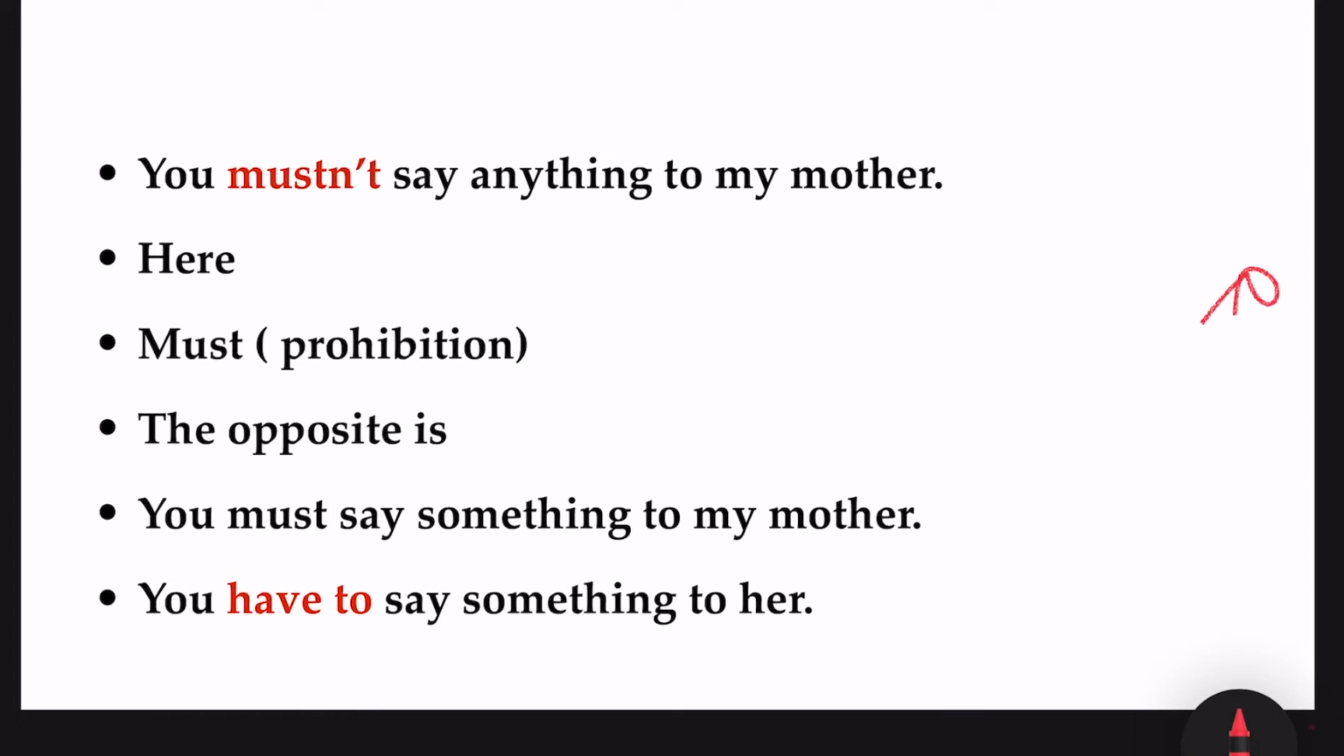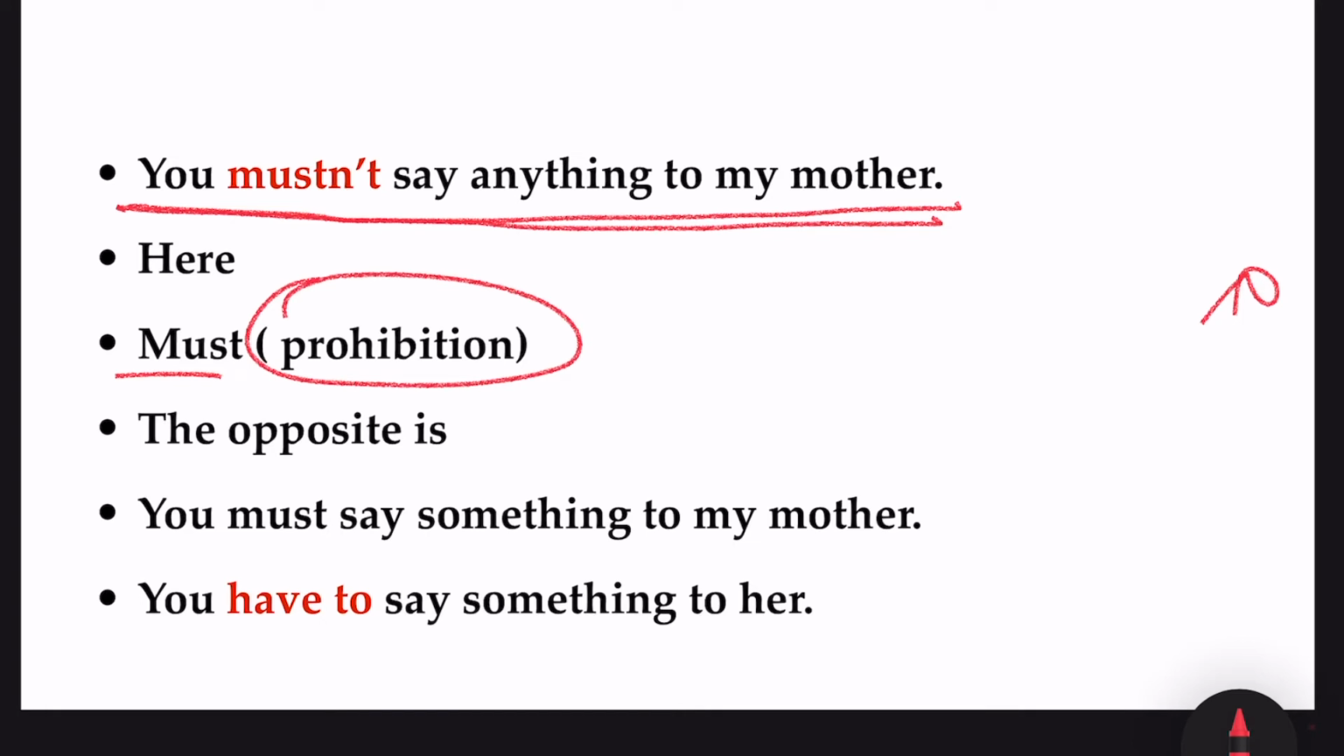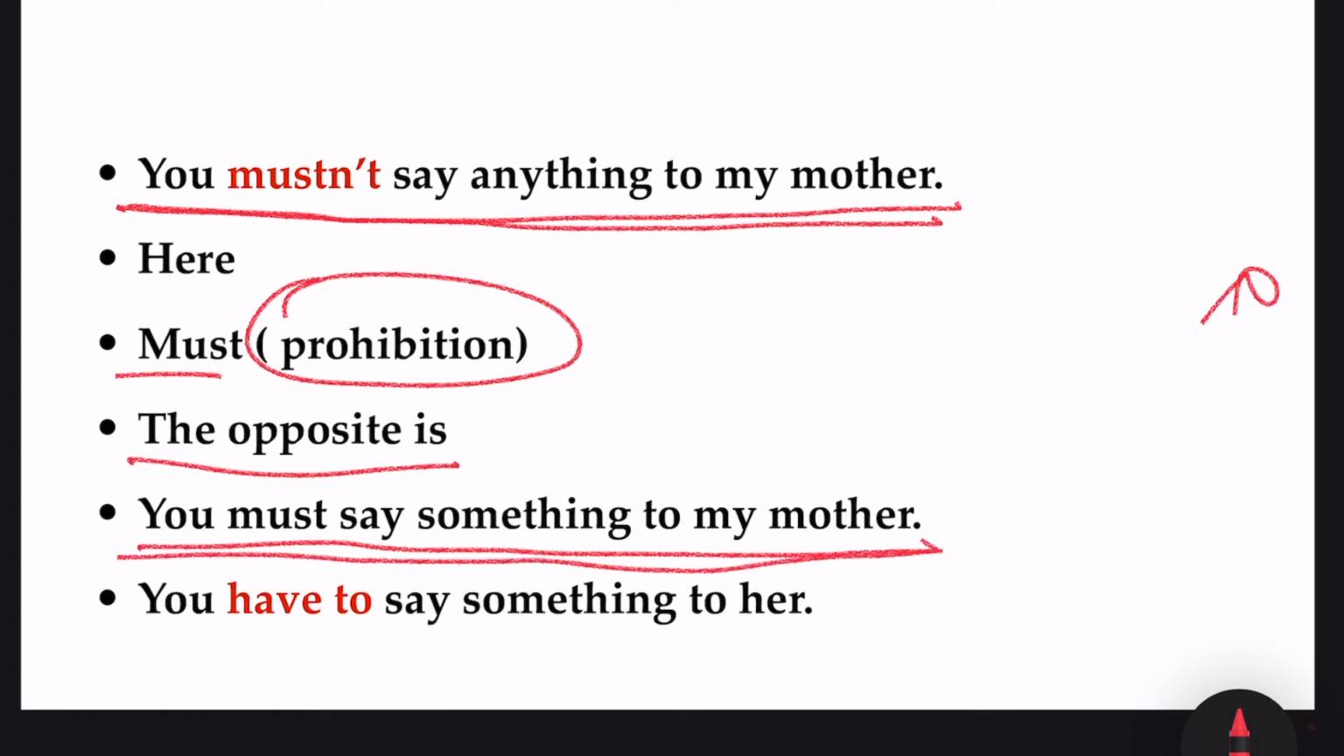Look at this example. You mustn't say anything to my mother. Here, must expresses prohibition. The opposite is, you must say something to my mother. Or, you have to say something to my mother.